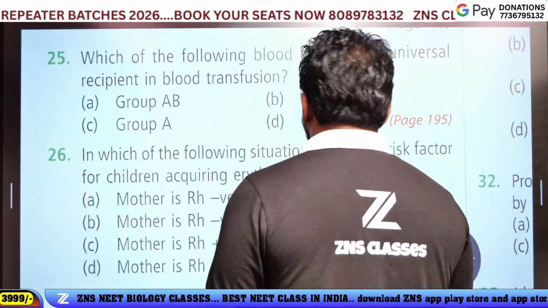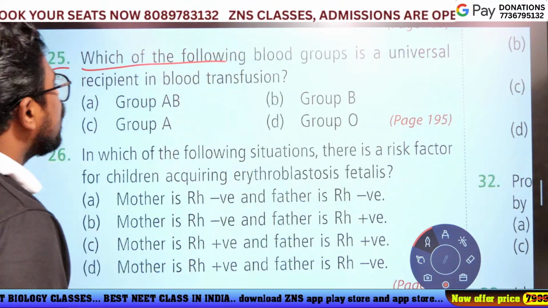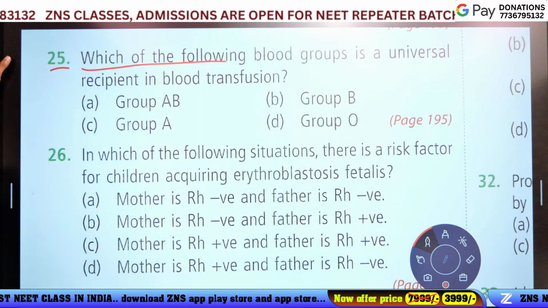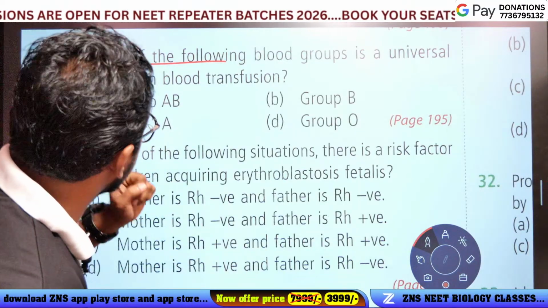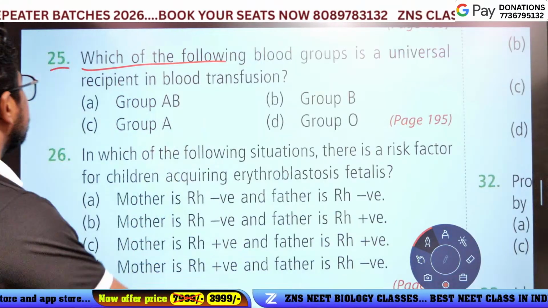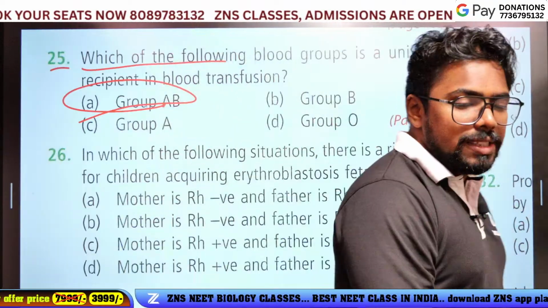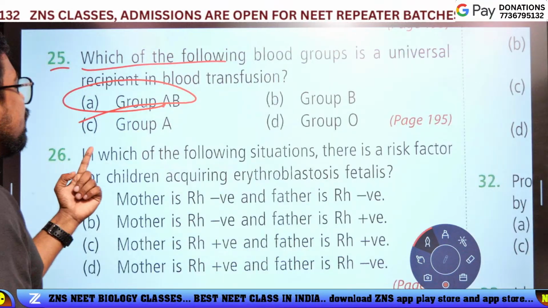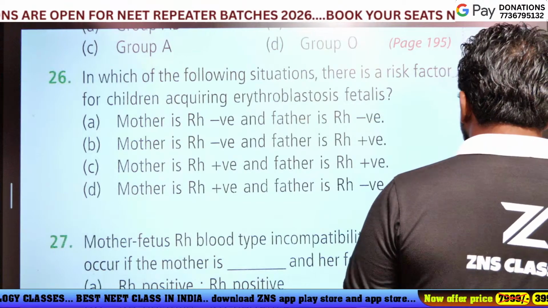Question 25. Which of the following blood groups is a universal recipient in blood transfusion? The O group is the universal donor. Who is the universal recipient? The universal recipient is group AB. The group AB is the universal recipient. Okay, ready. The 26th question.